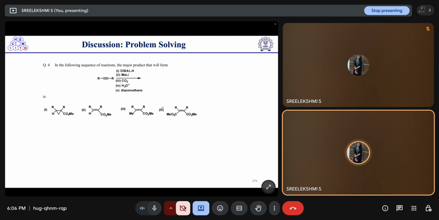Now, moving to the next question. In the following sequence of reactions, the major product that will form is, so this alkyne is first treated with DIBAL-H, then methyl lithium, then carbon dioxide, then hydrolysis, and then diazomethane. So, which will be the major product out of the four options given here?